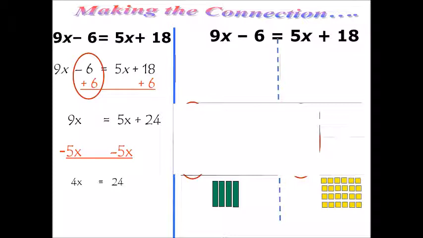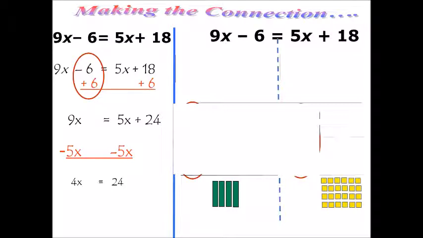Now that we've gotten our variables isolated on one side of the equation together, we want to think about what each x is equal to. So now we have 4 x's, and we want to divide them into equal groups.